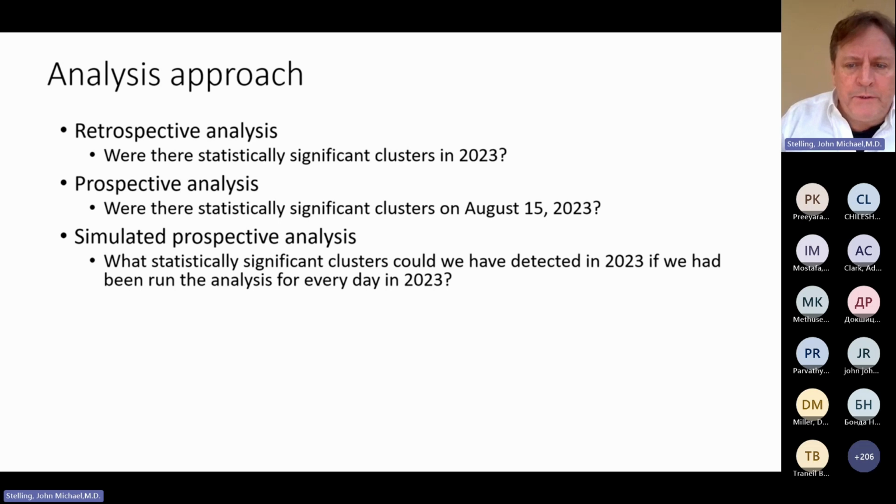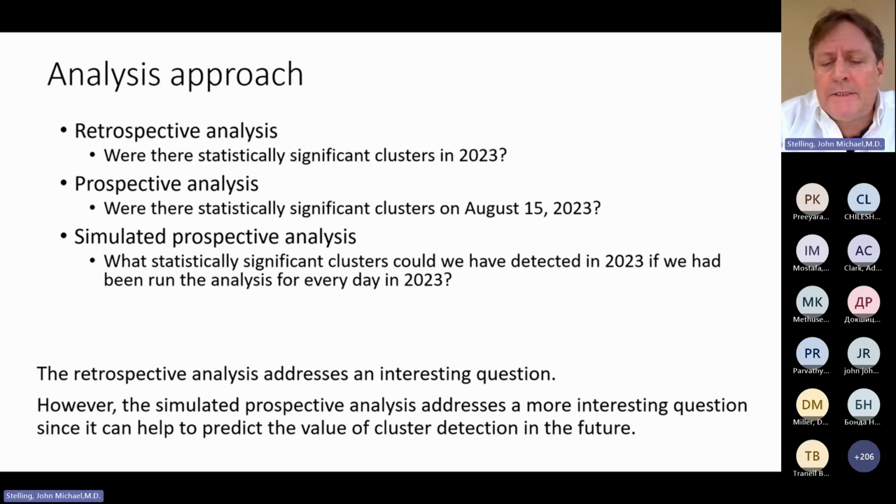Prospective is more for real time going forward. It's a single question. Were there any outbreaks on August 15th? Were there any outbreaks on December 5th? And that's an interesting question for that one day. What we do mostly for our research is simulated prospective. So this does address the question, did we have any outbreaks in 2023? But it's asking the question in a different way. What statistically significant clusters could we have detected in 2023 if we had been doing the analysis every day of the year?